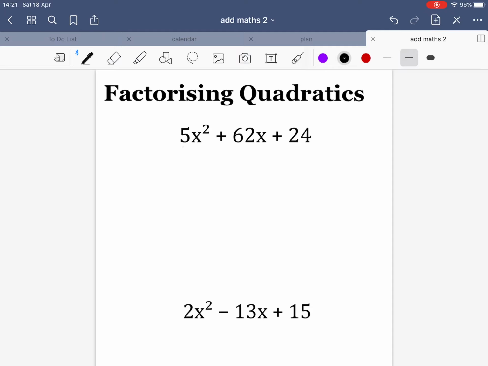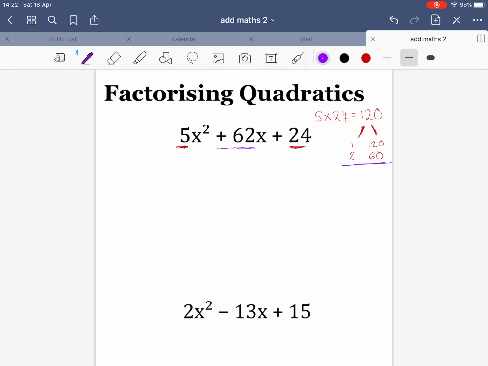To start with, because there is a number at the front, your first step is to multiply your first and end numbers. So I do 5 times 24, that is 120. I then want factors of 120, so pairs of numbers that multiply to 120 and add up to make positive 62. So I start listing my factors. 1 and 120 multiply to make 120, but they don't add up to make 62, so it's not those. 2 and 60 multiply to make 120, and they also add up to make 62.